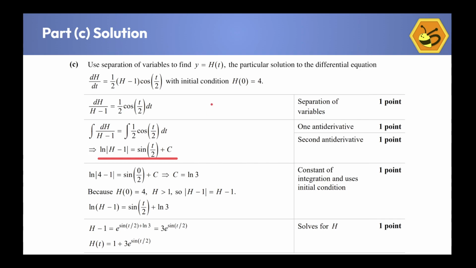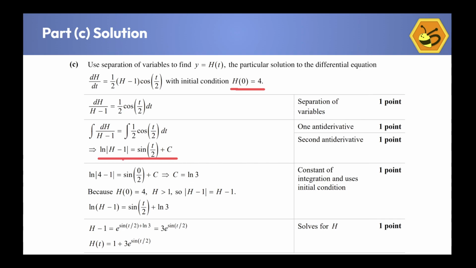And since we're given the initial condition, h(0) equals 4, we need to use a constant of integration, and we just solve for it. So we can substitute h equals 4 and t equals 0. So t becomes 0 and h becomes 4. We can do this because we're told that h(0) is 4. So from this we can solve that the constant of integration is the natural logarithm of 3.